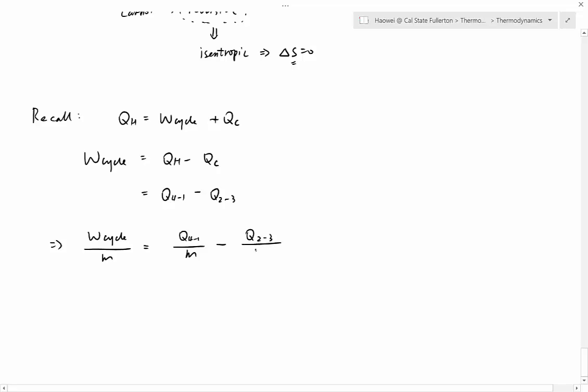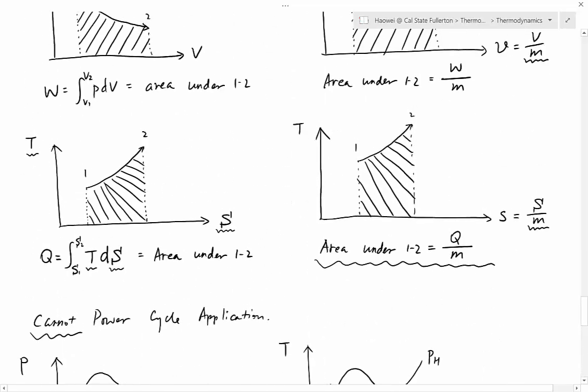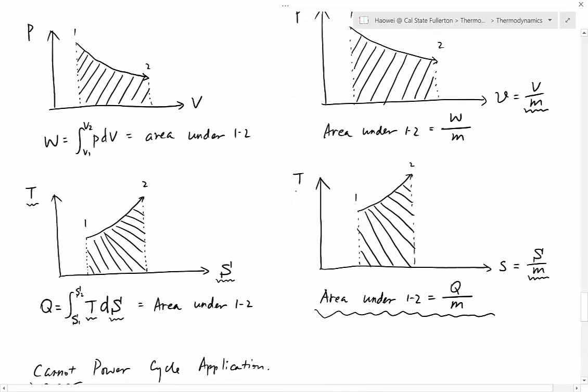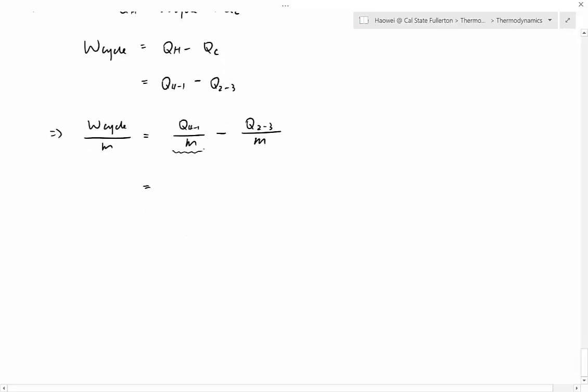2-3 per unit mass. And again, let's recall, if you have a T versus lowercase s diagram right here, the area under the curve is equal to heat transfer per unit mass. So here, heat transfer per unit mass is equal to the area under the curve. Area under the curve 4-1. Same thing happens to the second term, minus area under 2-3.